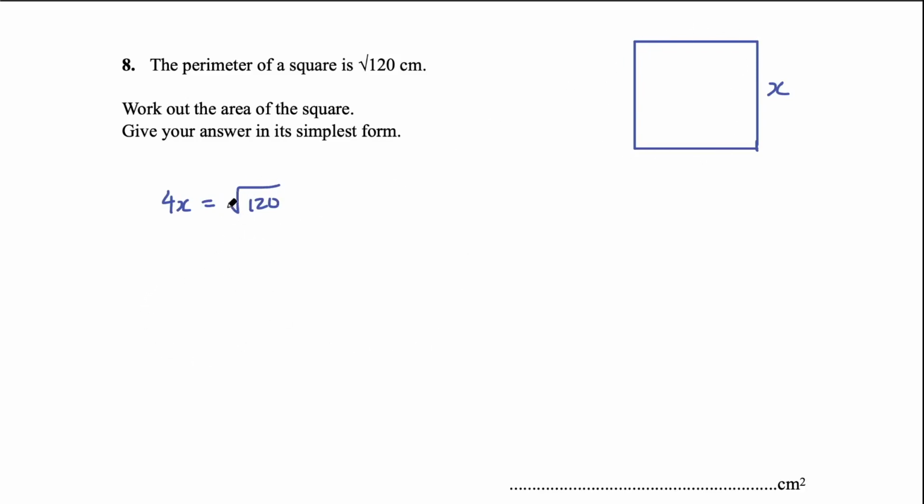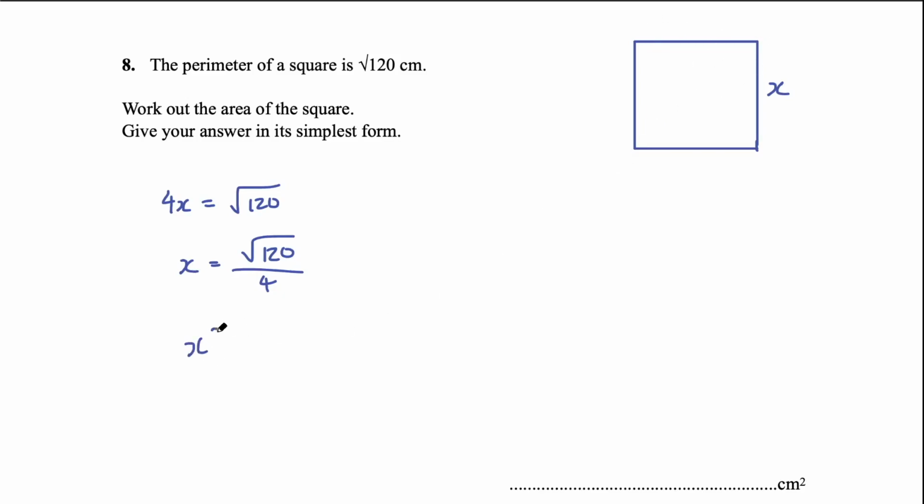And then to work out the area, we're going to need the length of that side. So to get x by itself, divide by 4 on the right hand side. This would be square root 120 divided by 4. And so we have the side length. To get the area, we need to do the side length squared.